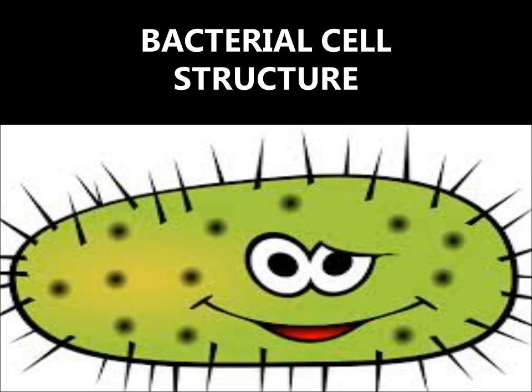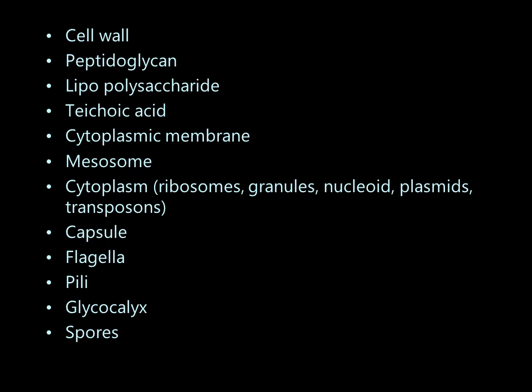Today we are going to discuss the structure of a bacterial cell, the prokaryotic cell. Here are the different components of a bacterial cell, including the cell wall, peptidoglycan, a lipopolysaccharide component, teichoic acid, cytoplasmic membrane, the mesosome, the cytoplasm, capsule, flagella, pili, glycocalyx, and spores.